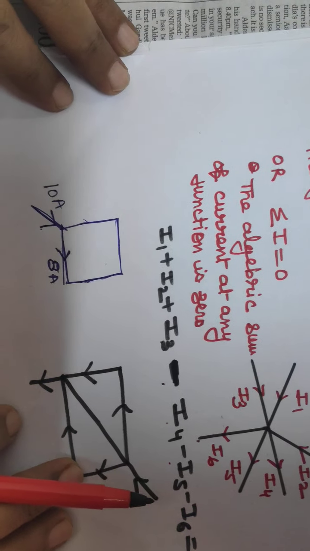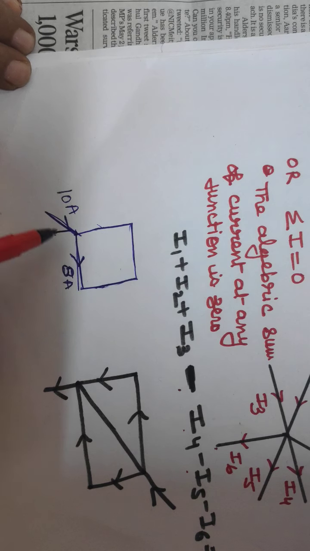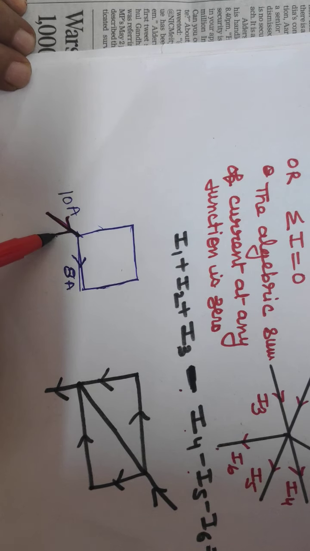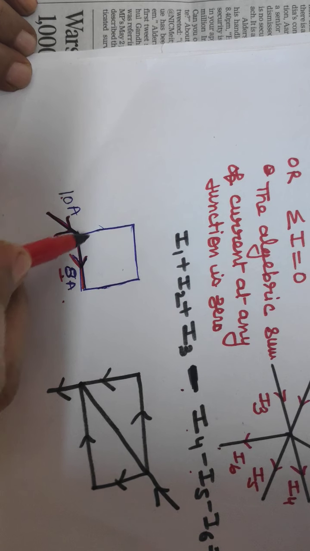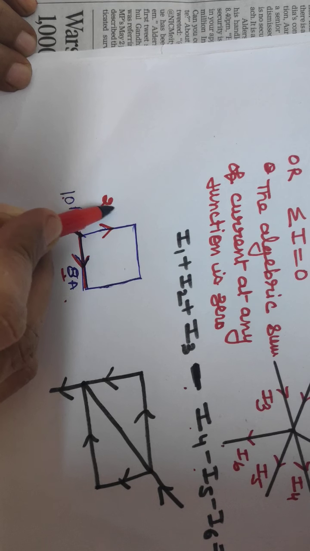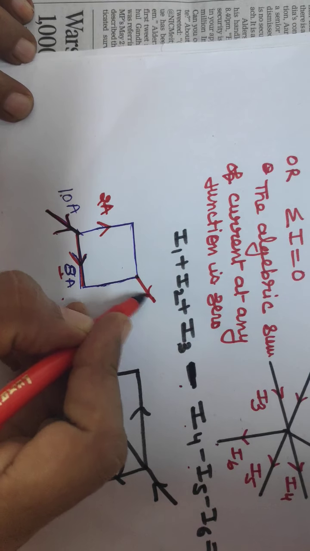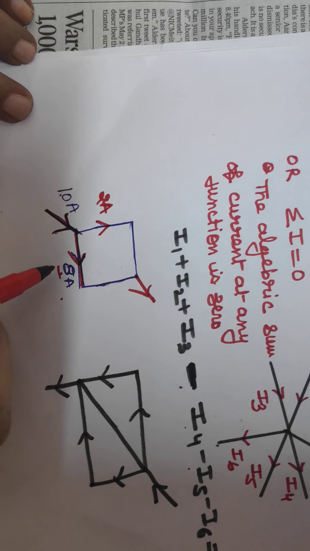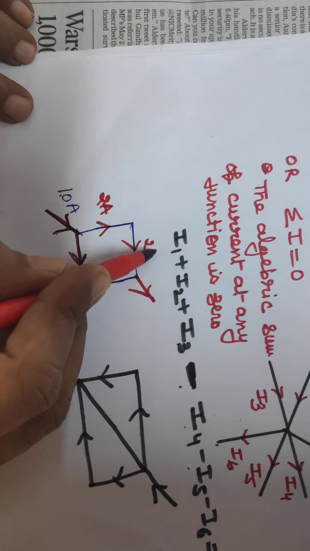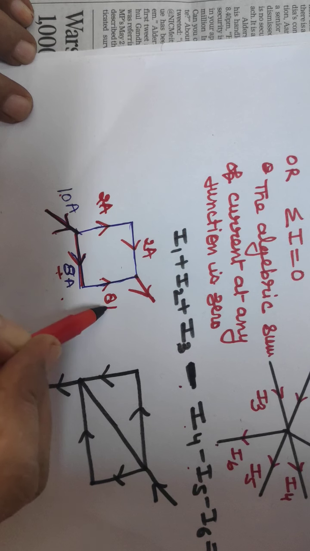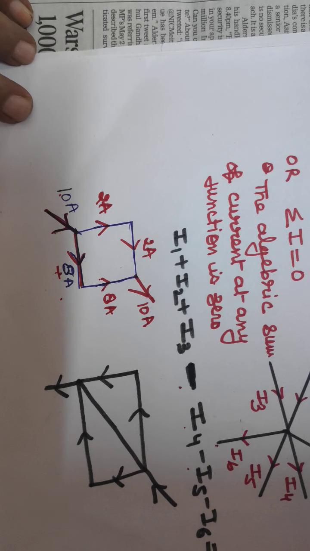Now suppose this is a network in which 10 ampere of current is entering, and 8 ampere goes in this branch. Then in the other branch 2 ampere will go. Through this also 2 ampere, through this also 8 ampere, and again 10 ampere current will go on.